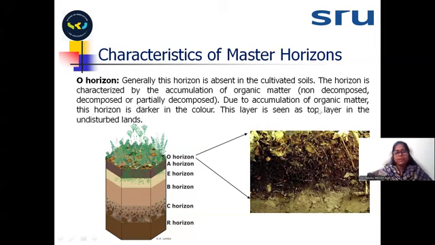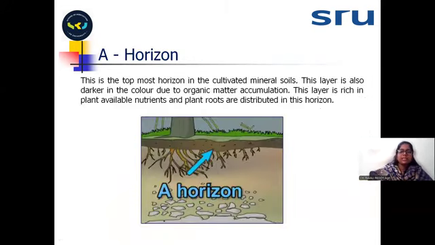You can observe here. Then coming to A horizon, which is also known as topsoil, very important. It is the topmost horizon in cultivated mineral soils. This layer is darker in color because it also has organic matter accumulation. It is also characterized by a high amount of plant available nutrients, and a high amount of root distribution occurs in this horizon. You can see in this picture also. O horizon is followed by A horizon in forest and undisturbed soils, whereas in our cultivated soil, it starts only with the A horizon as the top layer.